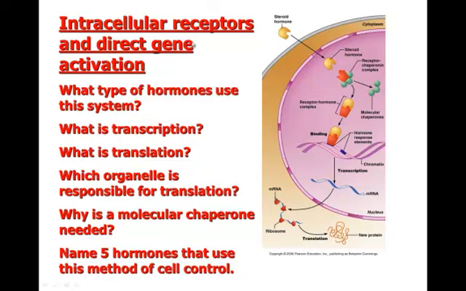What type of hormones use direct gene activation? I hope you said steroid hormones, but we also have another little flunky one. Remember that thyroid hormone does this. Thyroid hormone's a little strange. The receptors are bound to the DNA already. What is transcription? Transcription is right here. When you make a messenger RNA molecule, a copy of a gene on DNA.